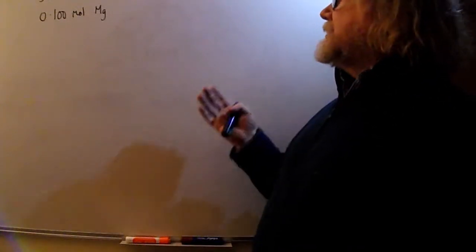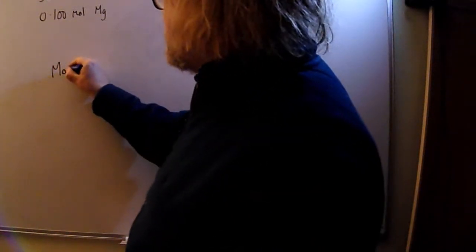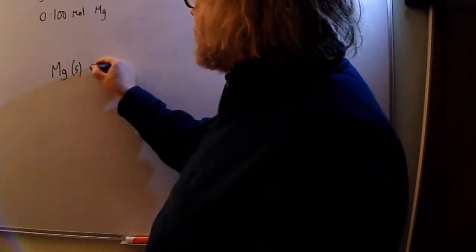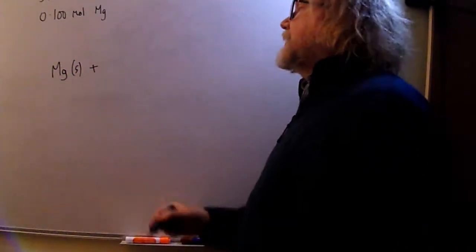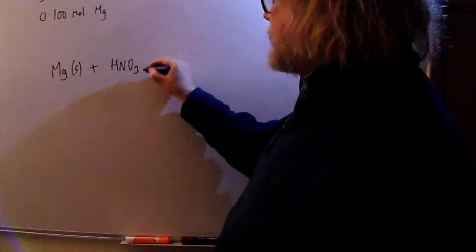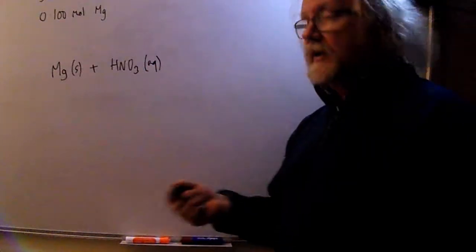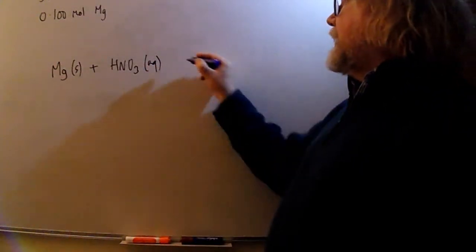This question asks us about the reaction between magnesium and dilute nitric acid, and first it wants an equation with state symbols. So magnesium, of course, is a metal, so it's just Mg. Nitric acid is one of those you must know is HNO3, and that's aqueous. Make sure you know nitric, sulfuric, common acids.